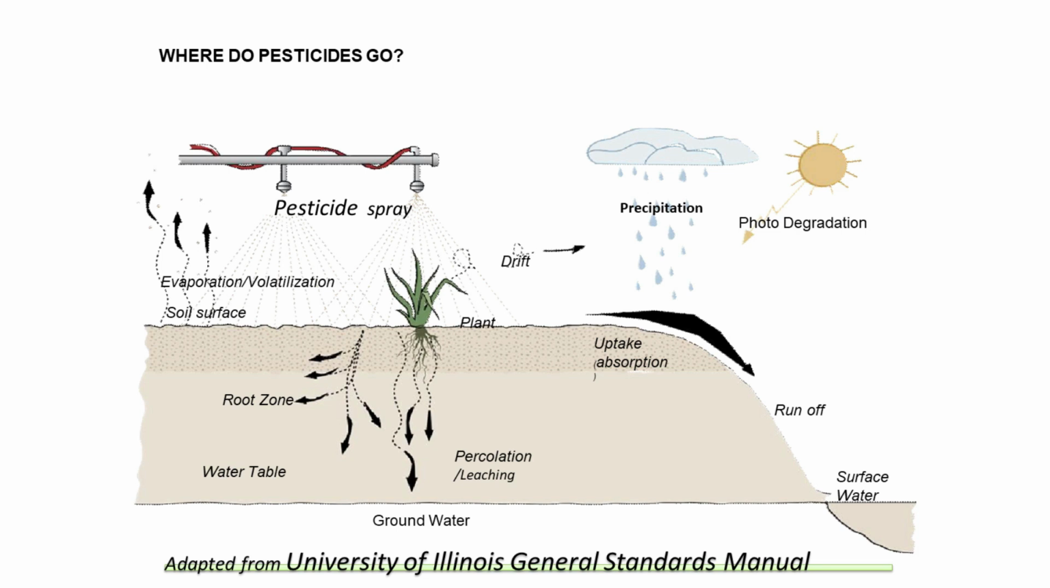We also have photodegradation, where the sun itself, the UV rays, are breaking down the pesticides. And as you see right below the soil level, we have the uptake absorption. So this just gives you an idea of where pesticides go after you put them out so that you can understand how they could have different impacts on the environment.